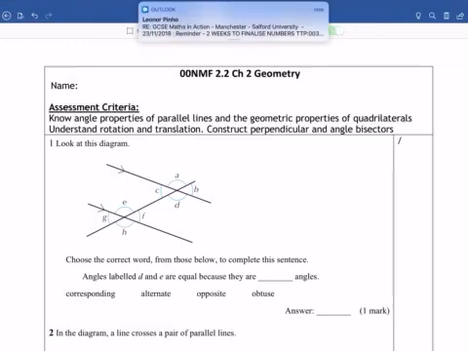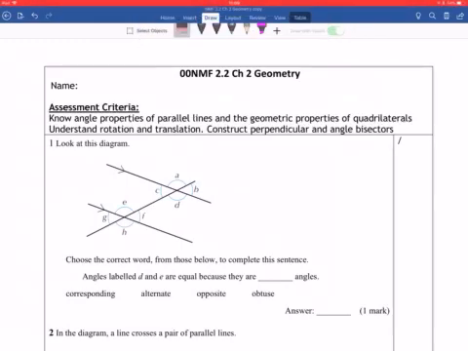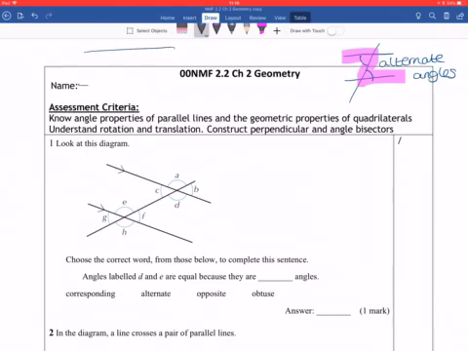Okay, so talking about parallel lines. You're looking for a Z shape, which means that the angles in the Z are the same and they're called alternate angles. And you're looking for an F shape. If you can see an F there, then these angles are the same and they're called corresponding angles.